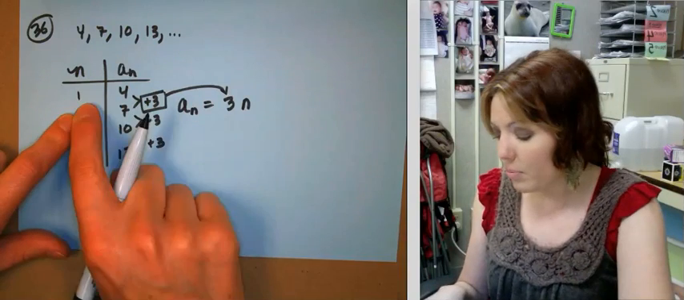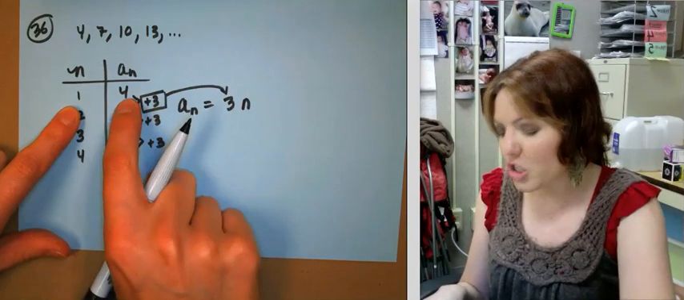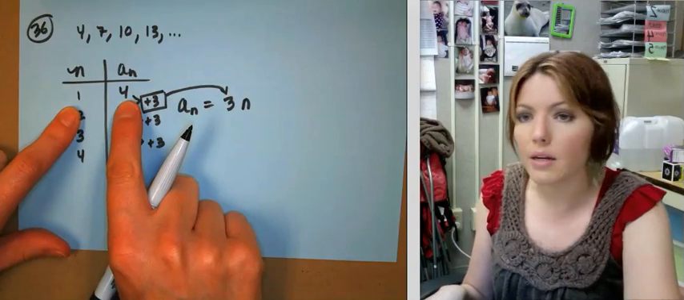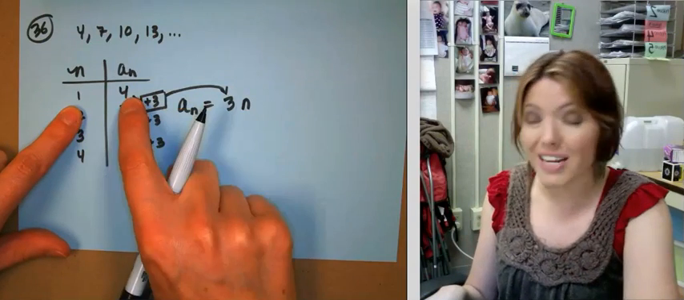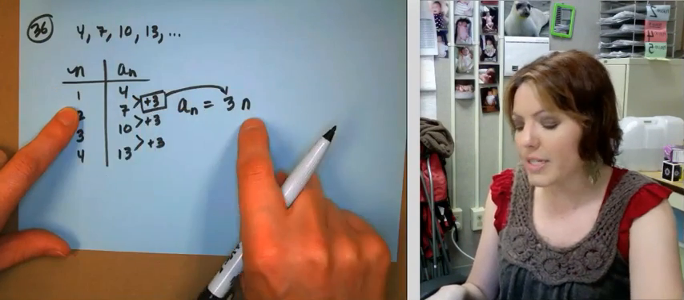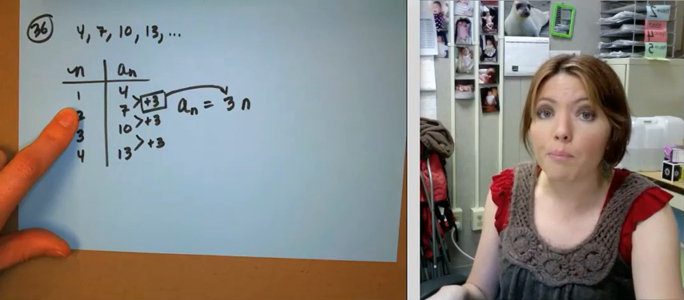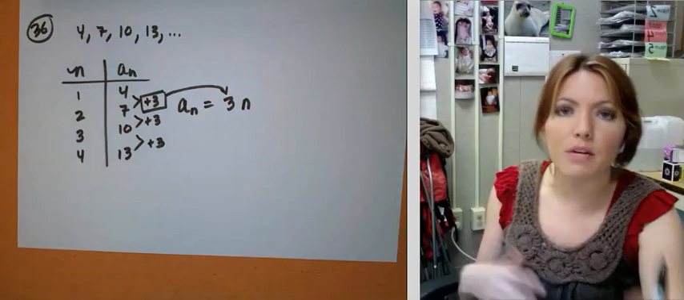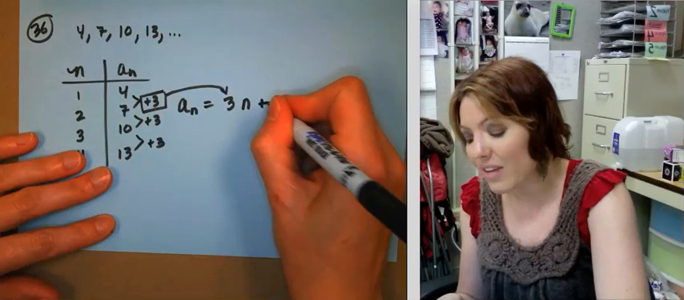So, if I were to plug in n into this expression, I should end up with what's on the right-hand side. Meaning if I plug in 1 here, I should end up with 4. So if I plug in 1, 3 times 1 is 3, but we want 4. So how do we get from 3 to 4 by adding or subtracting something? We have to add 1.